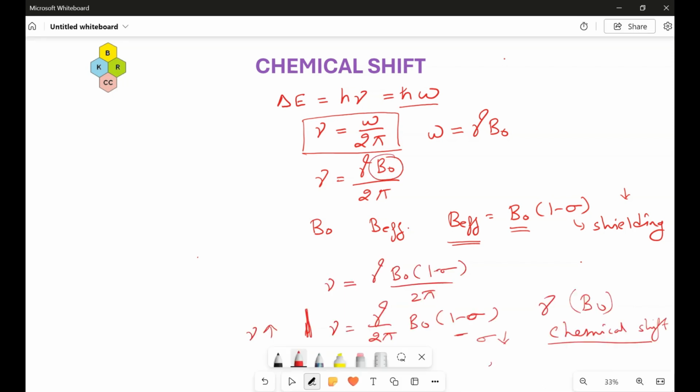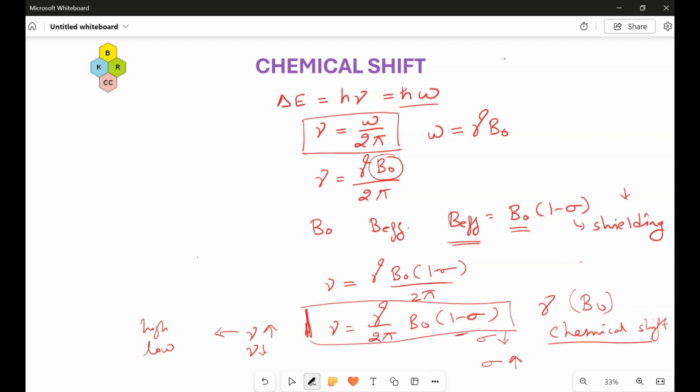Okay. And similarly, if you have increasing shielding, the nu will decrease because sigma enters after a negative sign. So as sigma increases, the frequency will decrease. So de-shielded nuclei will have high frequency, shielded nuclei will have low frequency. So this particular equation relates the frequency with the magnetic field. A very important equation, an easy one to remember or to understand the concept.